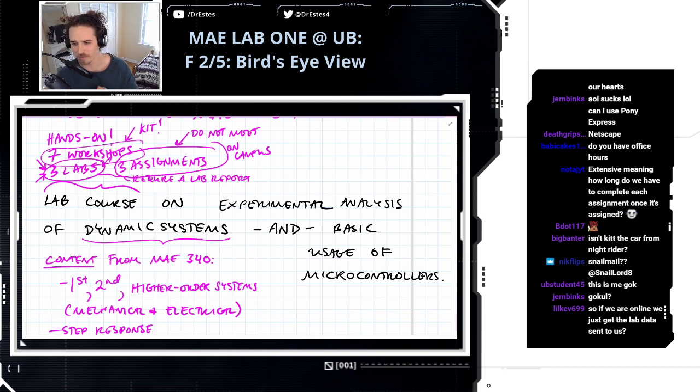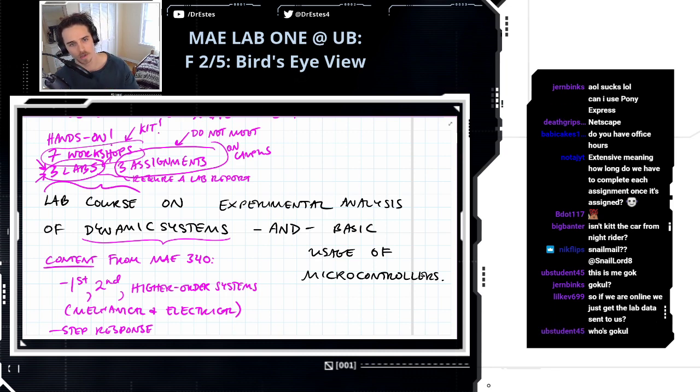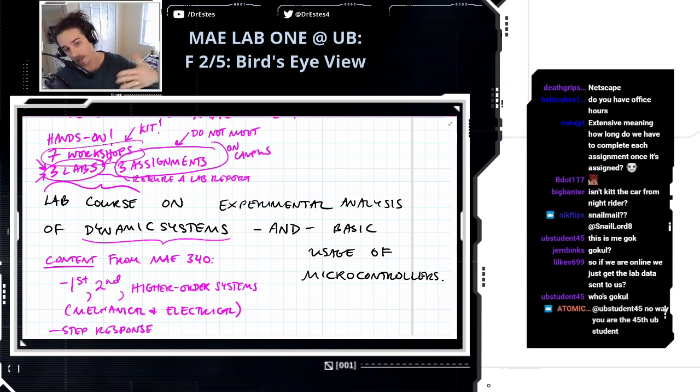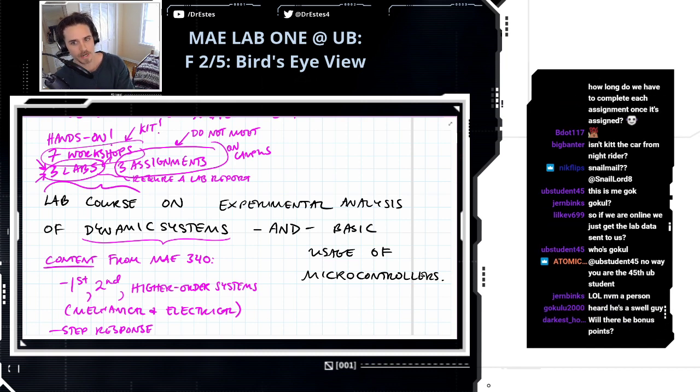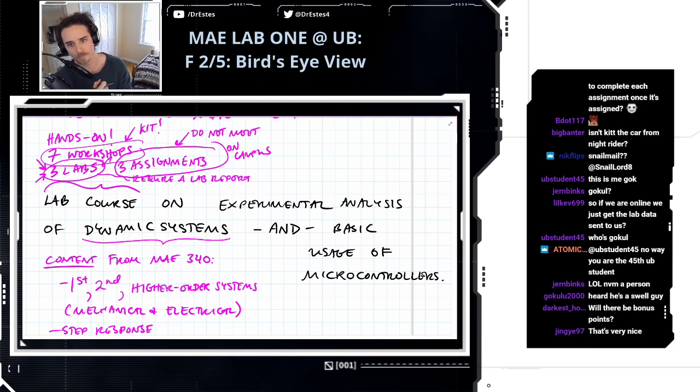Lilkev699 says, so if we're online, we just get the lab data sent to us. That's correct. If you're an online student, you're not going to be able to conduct the lab experiment yourself because that equipment is just on campus. So you're just going to have data that we provide for you.